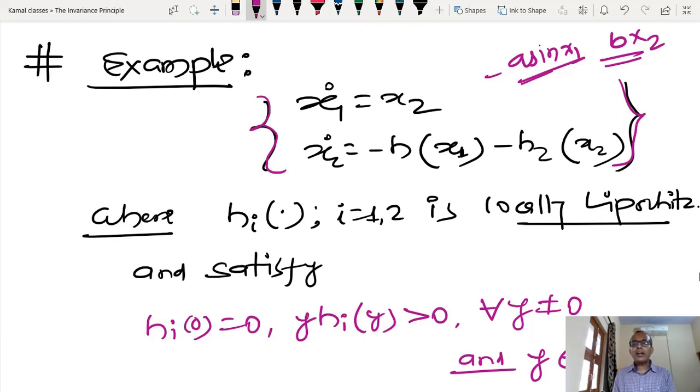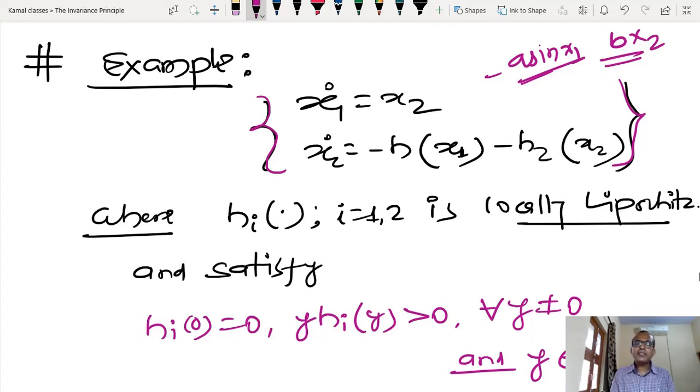And now what I am assuming is that it is locally Lipschitz, because that requirement is there, because I am going to construct the Lyapunov function, and we have already seen that whenever I am going to apply LaSalle's invariance principle, then fx should be locally Lipschitz. And due to that reason I have assumed that these two functions are locally Lipschitz.